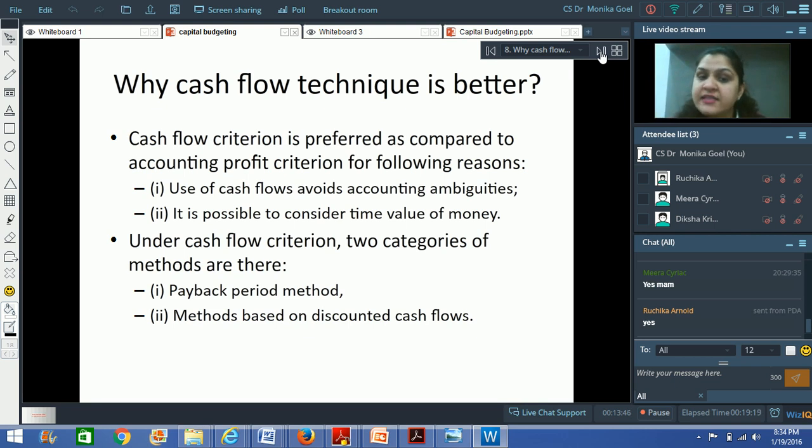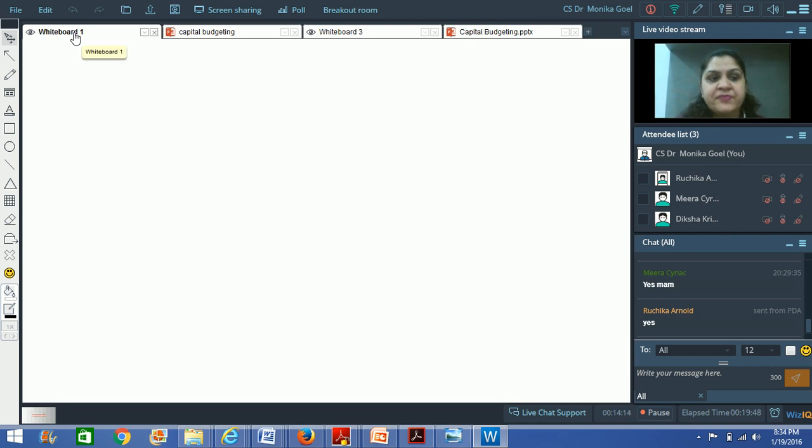Secondly, by using the cash flow technique, I can consider the time value of money. Now, what is this time value of money? This is the concept which I will be discussing with you just 2-3 minutes after this point. Under the cash flow technique, we would be using various methods. Some would be based upon the time value of money concept, and some would be simply based upon the cash flow technique. So what is this time value of money?